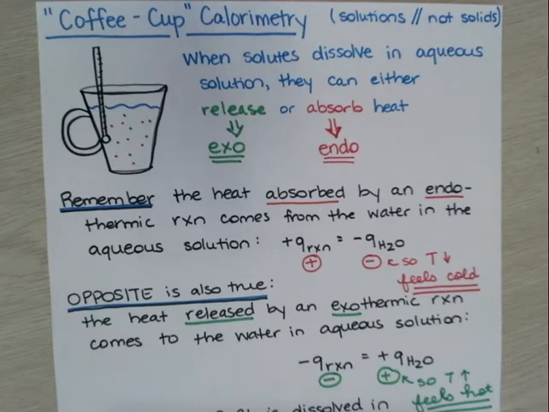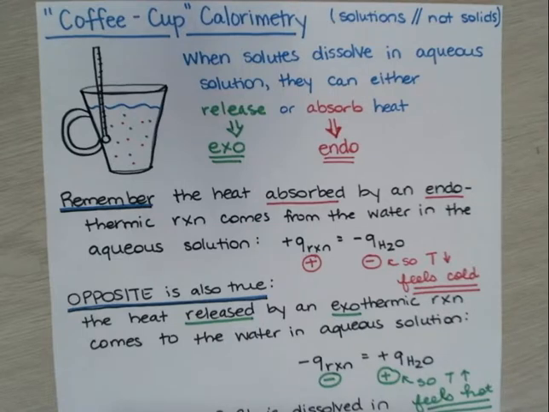Hi guys, today we're going to talk about coffee cup calorimetry. This is calorimetry that involves solutions, not solids. Previously, we had done equations where we dropped like a hot metal into a cup of water. This is going to be a little bit different. This is when solutes dissolve in aqueous solution. They can either release or absorb heat.